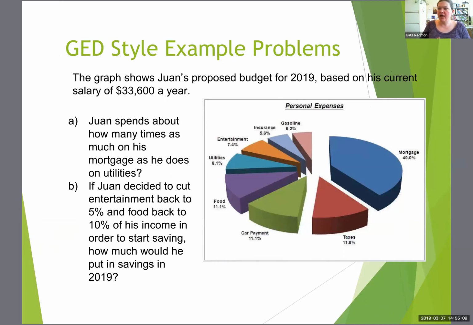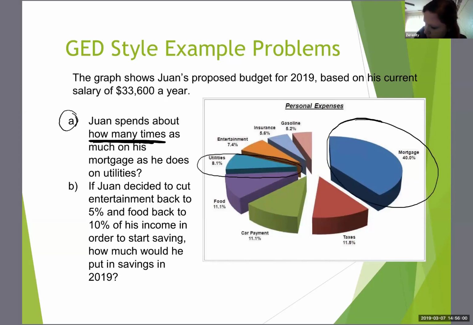So that being said, I see this little 3D circle graph here, and let's take a look. It says the graph shows Juan's proposed budget for 2019 based on his current salary of $33,600 a year. And A says Juan spends about how many times as much on his mortgage as he does on his utilities. Interesting. What are they asking me to find? They're asking you to see how many times more he spends on his mortgage versus utilities.